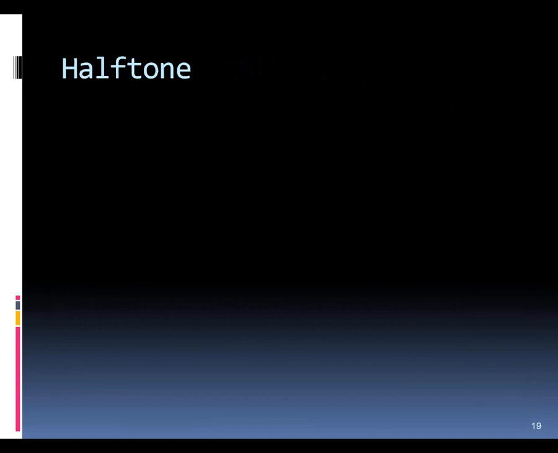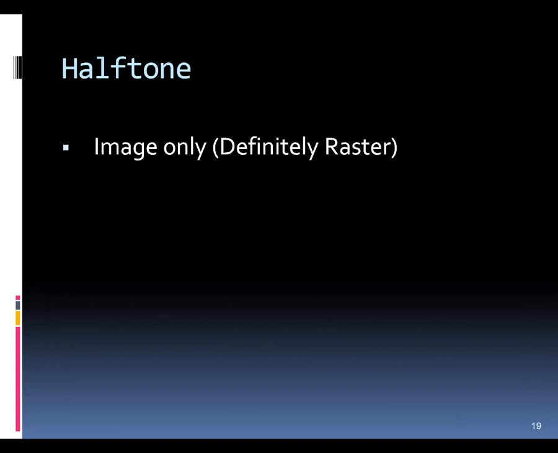Okay, on to halftone images. Now, halftone images are image only, and for that reason, halftone images are always raster. You don't have any vector halftone images. They can be either grayscale or color, and I will point out, since we talked about 1-bit, that halftone images are actually 8-bit. In other words, each pixel has a lot of different possibilities. With bitmap, you've got either black or white. With grayscale or color, you've got shades of color and shades of gray. So you need 8 bits.